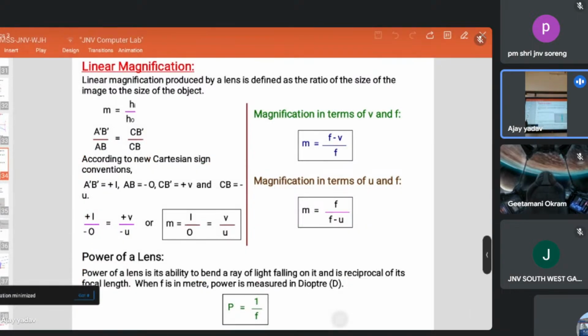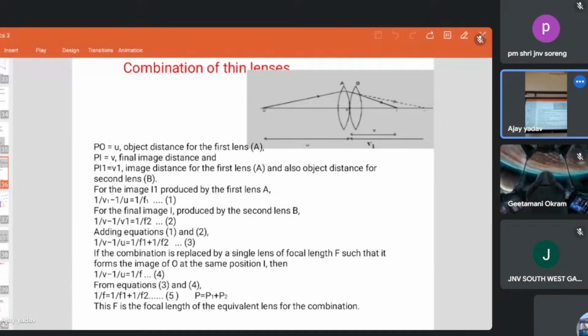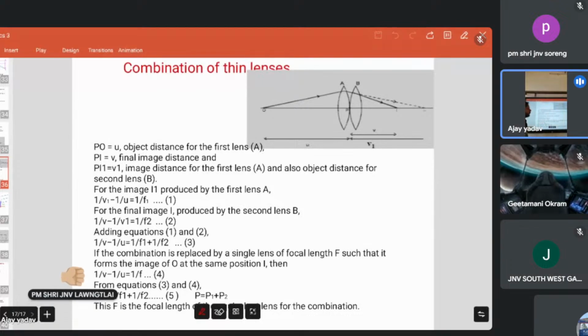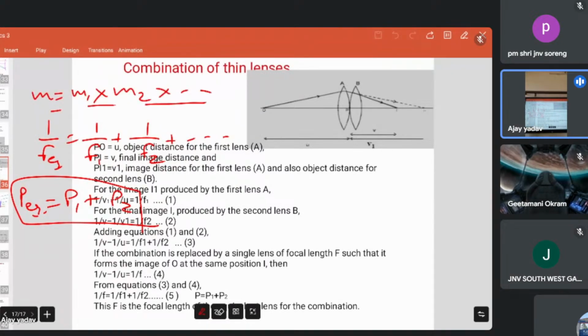Now next, this is power of lens, combination of lens. Combination means if you combine two lenses, three lenses, four lenses, then you have to calculate the equivalent focal length. So equivalent focal length is the sum of the reciprocals of the focal length of each lens. This is the formula to calculate equivalent focal length. And equivalent power, simply add their powers. Similarly, you can calculate their equivalent magnification: multiply the magnification of each lens. So this is a simple topic.